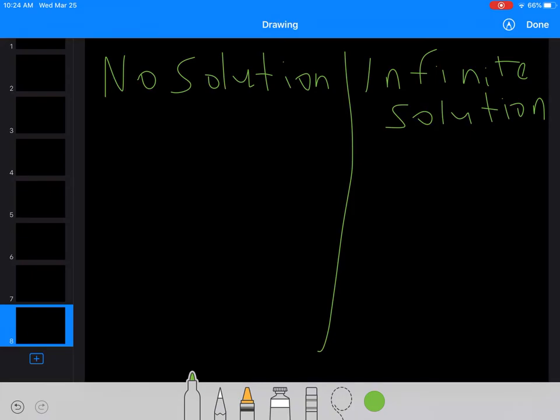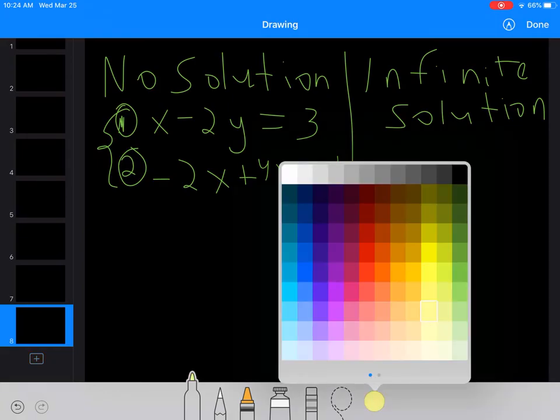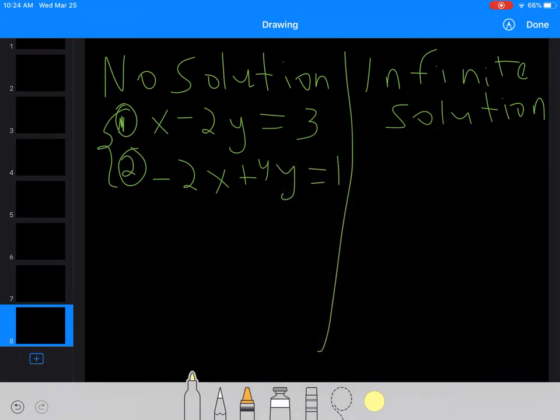So let's say we have this system here, which is x minus 2y equals 3. So that's going to be equation 1. And equation 2 is going to be negative 2x plus 4y equals 1. All right, so let's solve this like we assume there's a solution to the problem, but we know there's going to be no solution in the end.